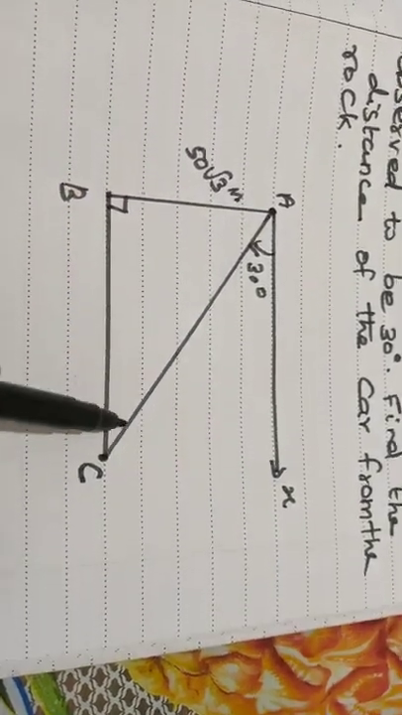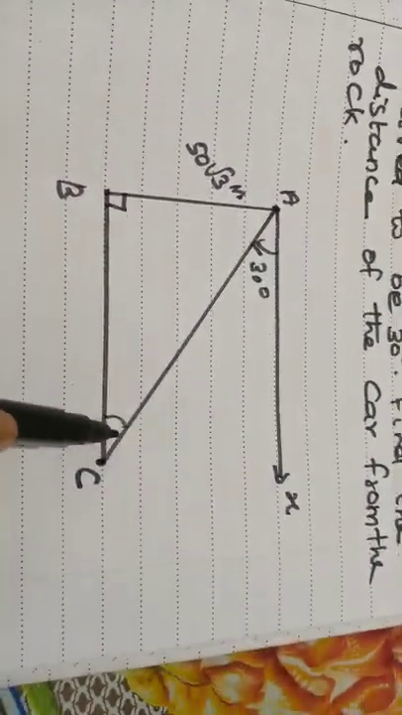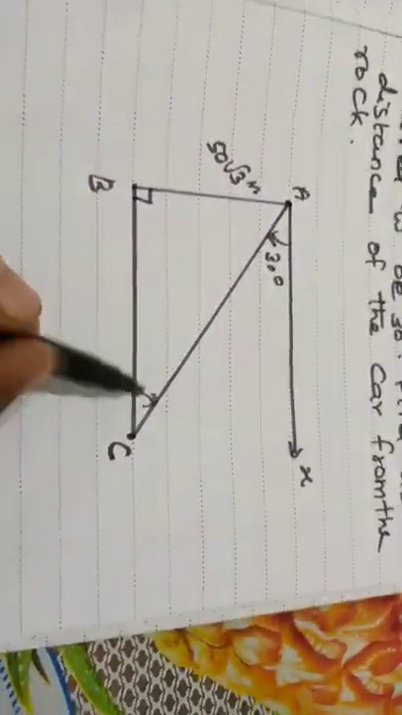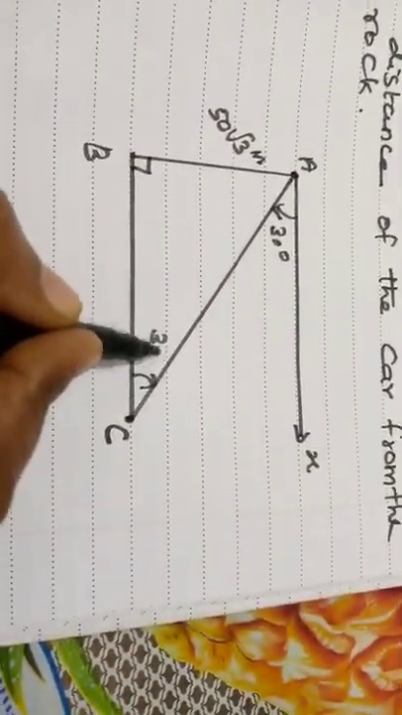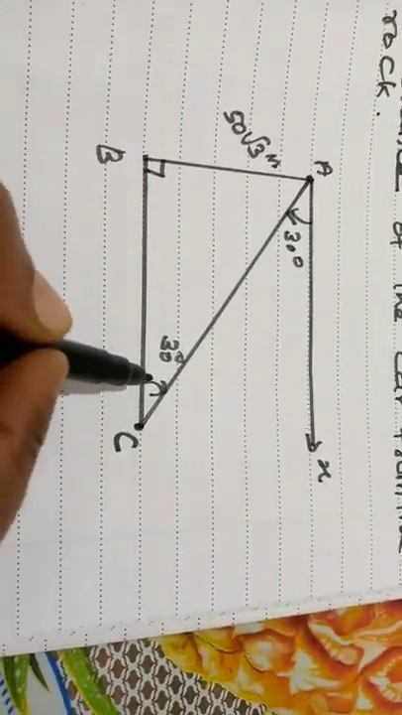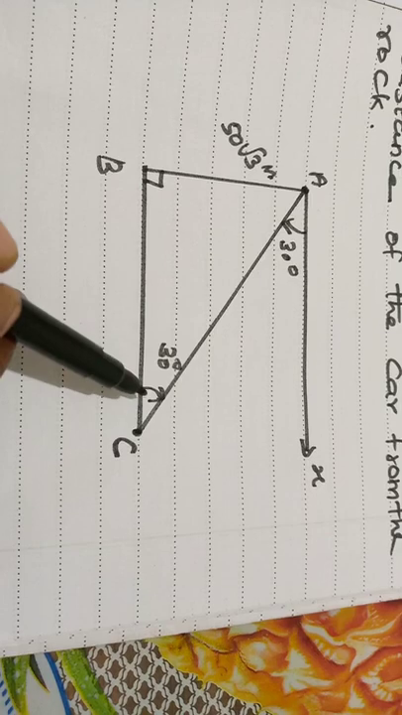This angle XAC is the alternate angle of this angle. So alternate angles will be equal, so this angle will be 30 degrees. This one we can consider as the angle of elevation. Okay, so did you understand the diagram?